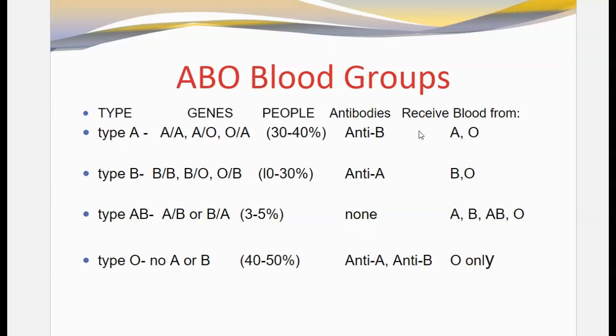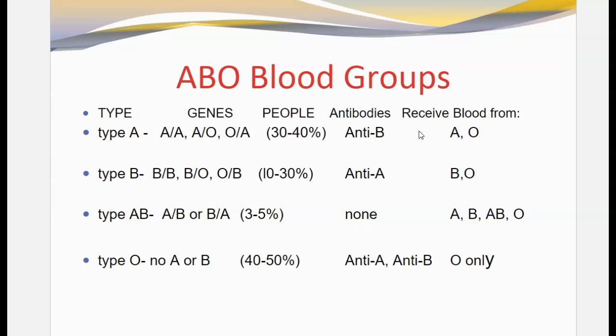The antibodies. So if you have type A, you have these antibodies which will attack type B. If type B blood shows up in you, your body will attack it. So you can't receive type B blood. You can receive type A blood, or you could receive type O, because O has no surface antigens.